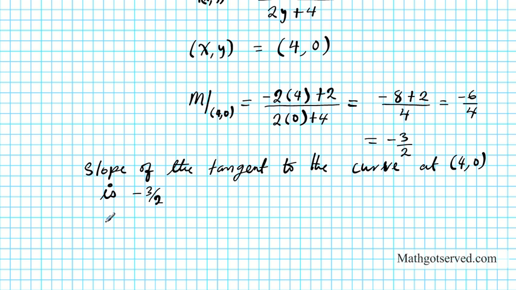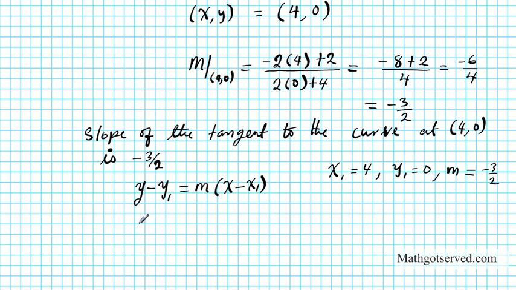Alright, so let's write out the equation of the tangent line. To write an equation of the tangent line, I'm going to use the formula y minus y1 equals m times x minus x1. Remember that x1 is 4, y1 is 0 because of this point, and the slope at that point we already computed is negative 3 over 2. Plugging these ingredients into this equation, we get y minus 0 equals negative 3 over 2 times x minus 4.